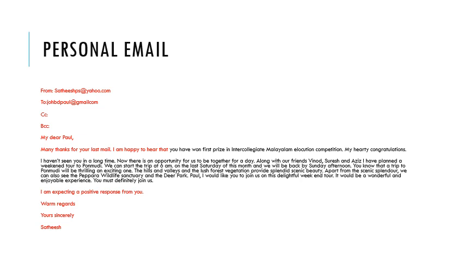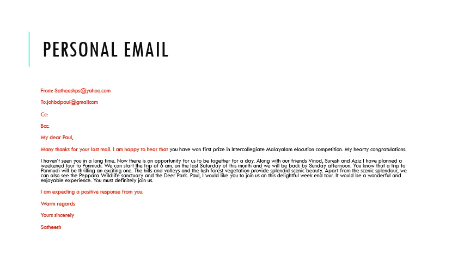Now there is an opportunity for us to be together for a day. Along with our friends Vinod, Suresh and Aziz, I have planned a weekend together to Ponmudi. So you are basically inviting a friend for a trip. We can start the trip at 6 a.m. on the Saturday of this month and we'll be back by Sunday afternoon. You know that a trip to Ponmudi will be a thrilling and exciting one.